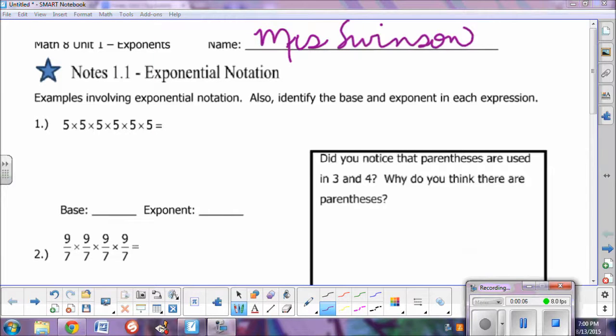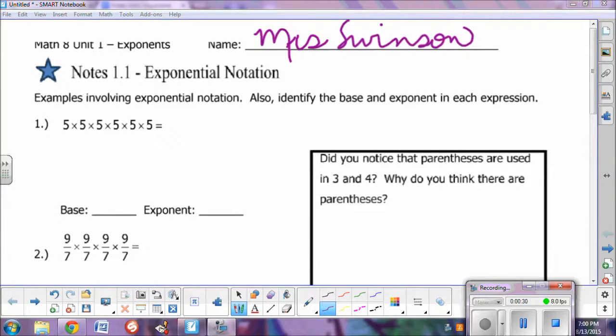Exponential notation is just a shortcut of writing multiple numbers out. Instead of writing multiple numbers out, we write them in sort of an abbreviated version. So when I look at this first one, I have 5 times itself 1, 2, 3, 4, 5, 6 times. So instead of writing out 5 times itself 6 times, I'm going to use that idea of exponential notation.